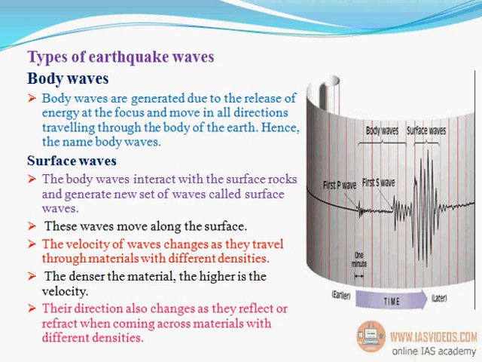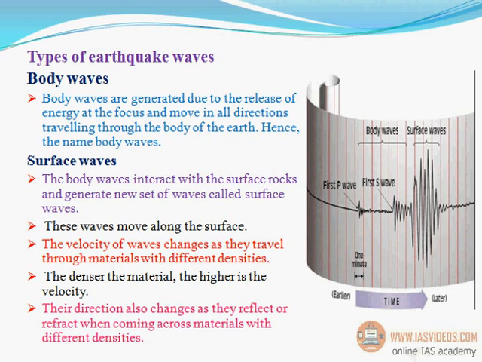Types of earthquake waves. Body waves. Body waves are generated due to the release of energy at the focus and move in all directions traveling through the body of the Earth. Hence, the name body waves. Surface waves. The body waves interact with the surface rocks and generate a new set of waves called surface waves. These waves move along the surface.